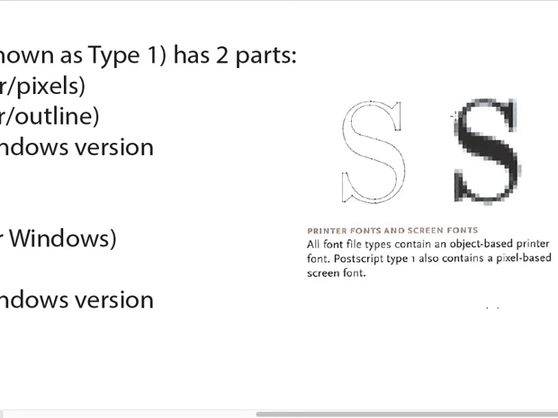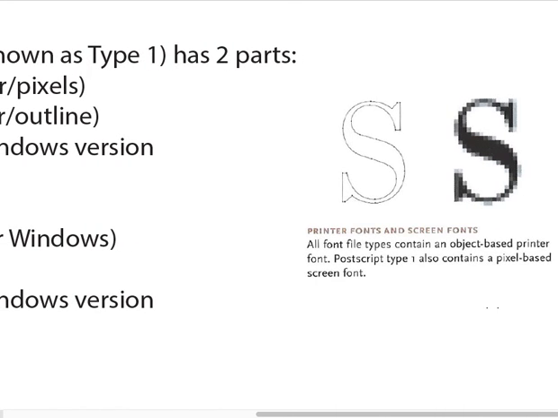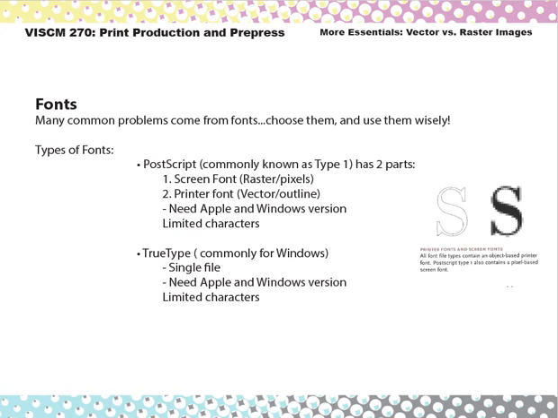And the screen font was used when it was on your screen so that you could look at it on your computer screen. But then when you went to send it to the printer, it would access the outlined font, the vector font, to use it to create the font shapes for the printing presses. So traditionally, there were two font files for each font that you wanted to use, and that was hard to keep track of.